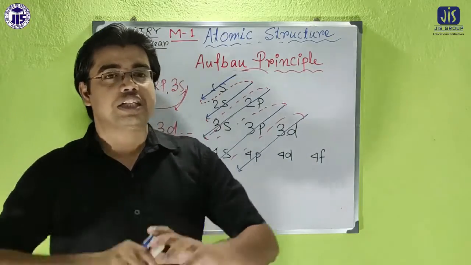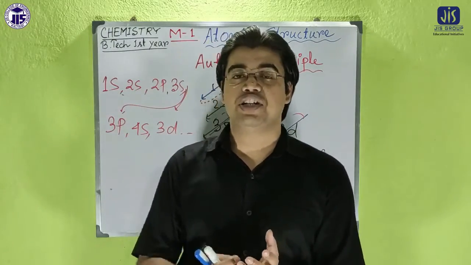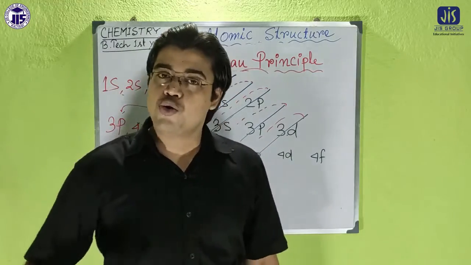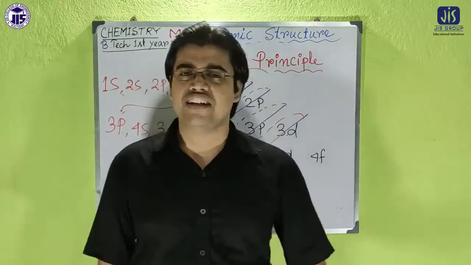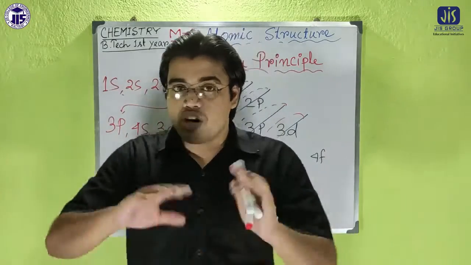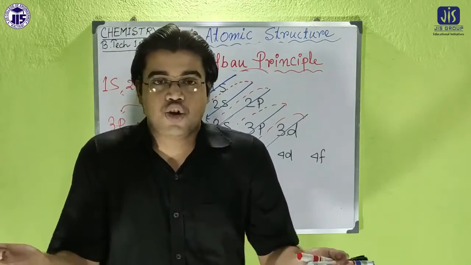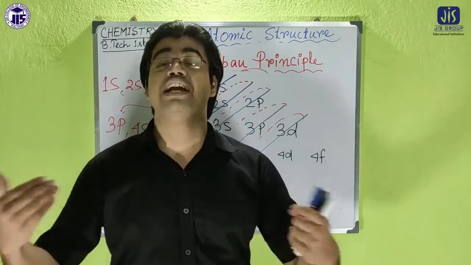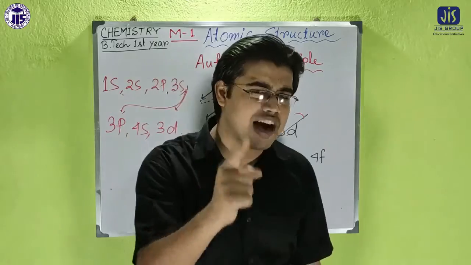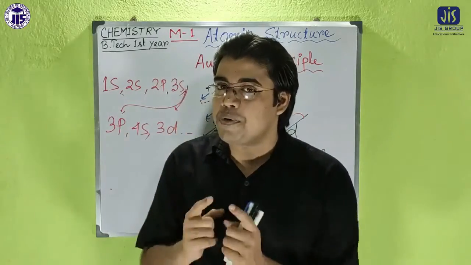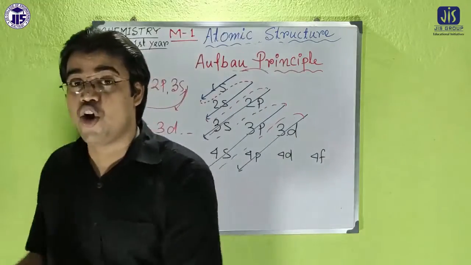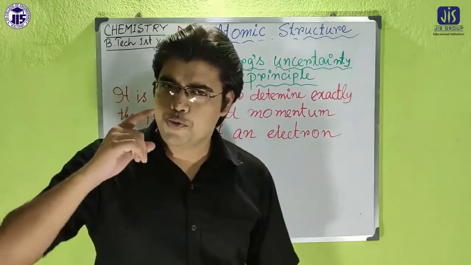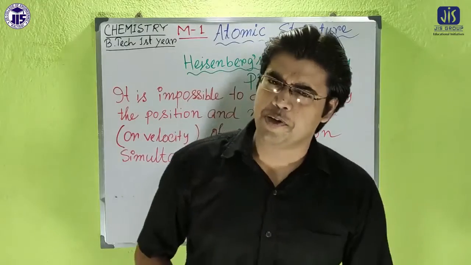So this is the complete concept of electronic configuration: the Pauli Exclusion Principle, Hund's rule, and the Aufbau principle. Keep in mind that without these three principles, it is not possible to do the electronic configuration or ground state electronic configuration. These three principles are the three pillars of the ground state electronic configuration. Now we'll move to the Heisenberg uncertainty principle.